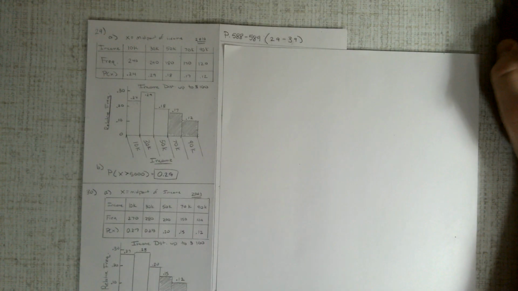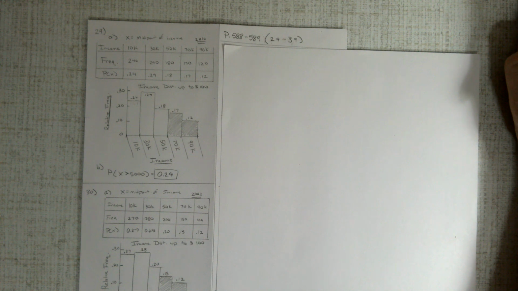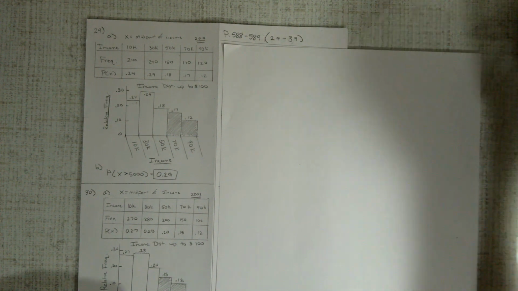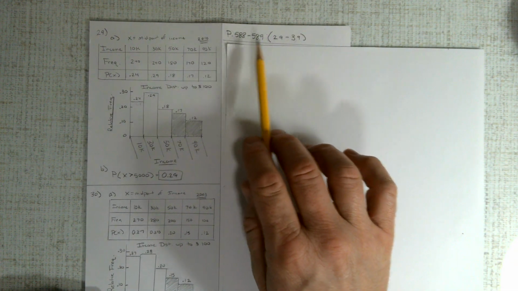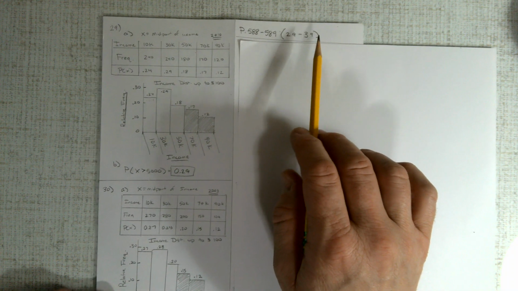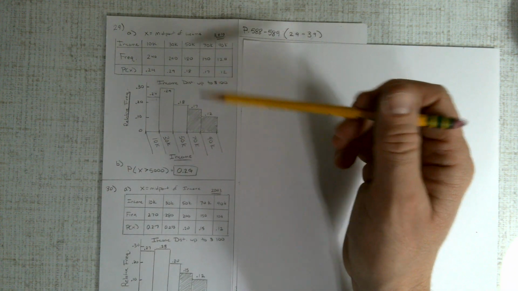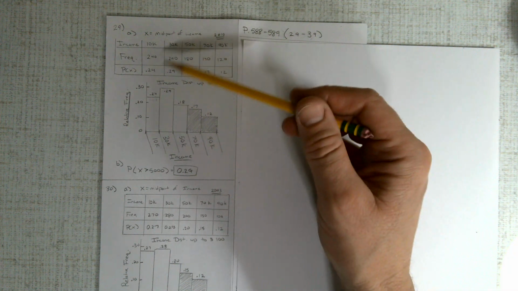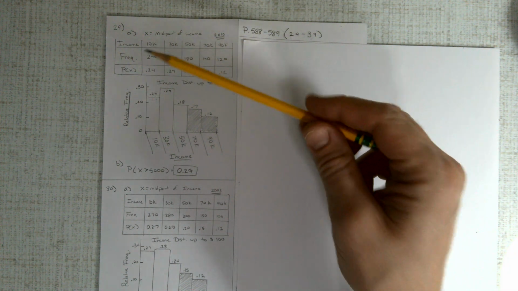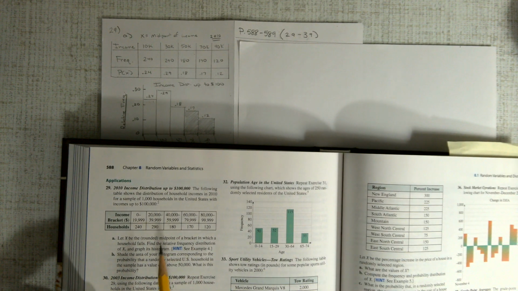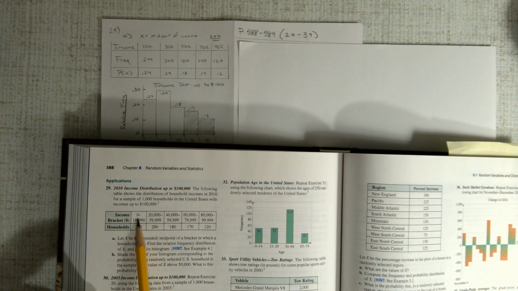I wanted to give you some help here with the homework without showing you all the answers. We're doing page 588, 29 through 39. The basics of the problem is on every one you're going to create this table, which is a distribution table. If you look at problem 29, it gives us this income bracket, and here's all the different categories.